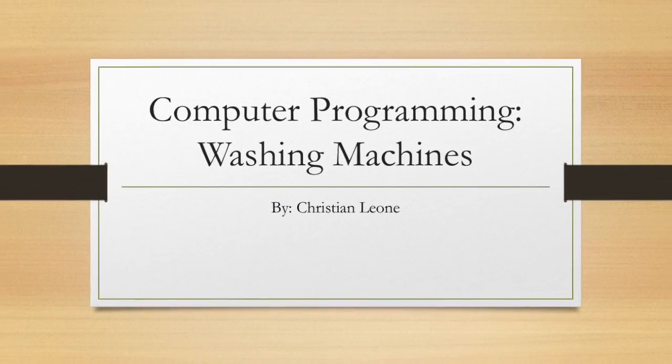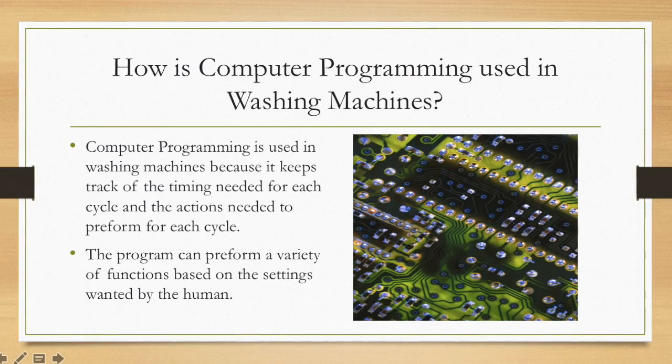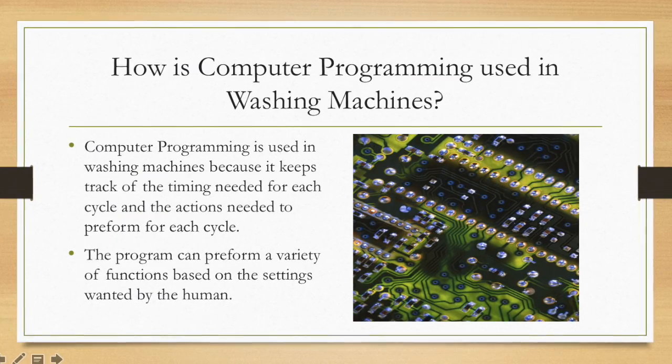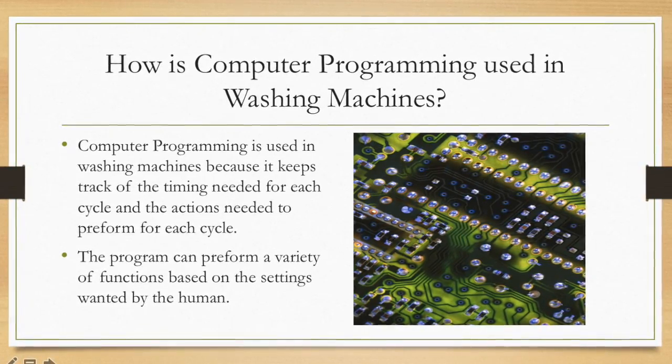My Robotics ISU on how computer programming is used in washing machines. Computer programming is used in washing machines because it keeps track of the timing needed for each cycle and the actions needed to perform for each cycle.